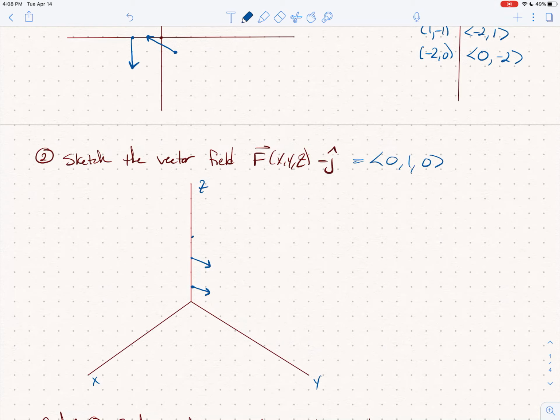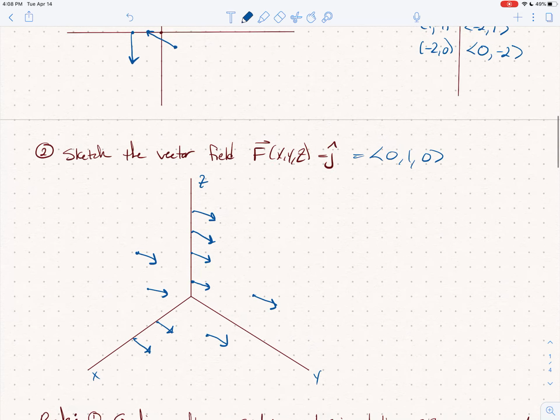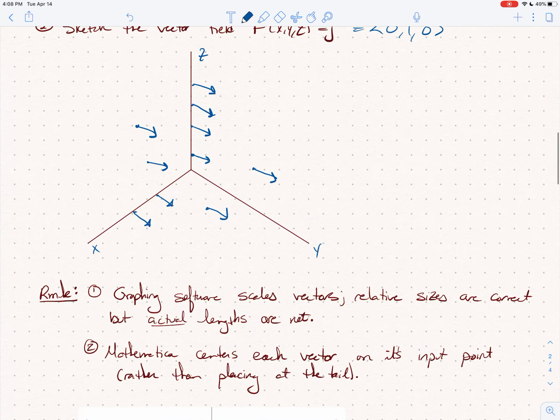If I plug in this point, I go 1 in the y direction. Wherever you are, you just go 1 in the y direction. And so you can imagine all of these arrows flying at you. It's kind of scary, actually. So that's that. So a couple of comments.